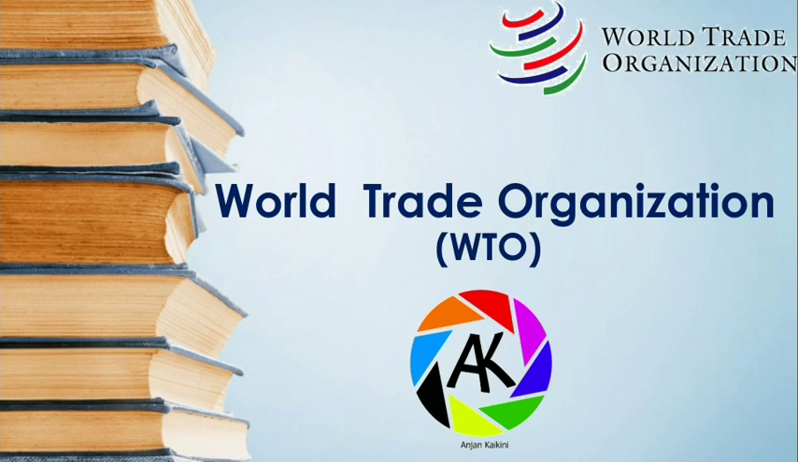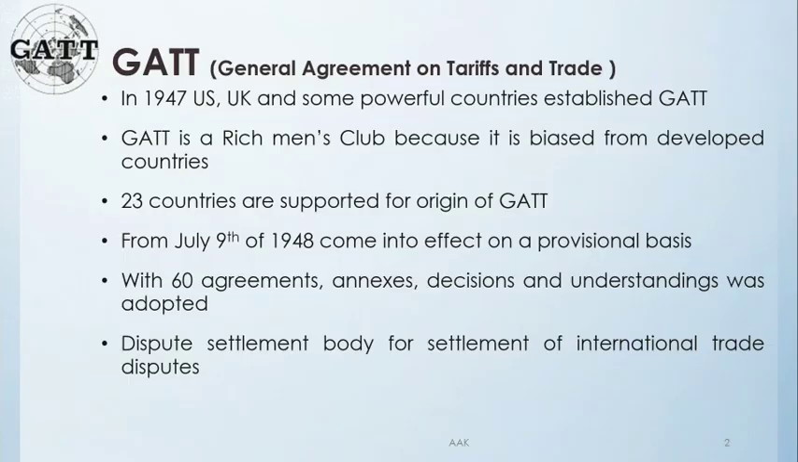WTO is an organization which deals with the rules pertaining to international trade. Before WTO, there was an agreement called GATT to promote international trade. GATT is an agreement between countries regarding bilateral trade.